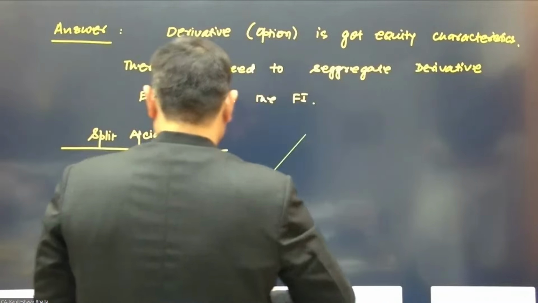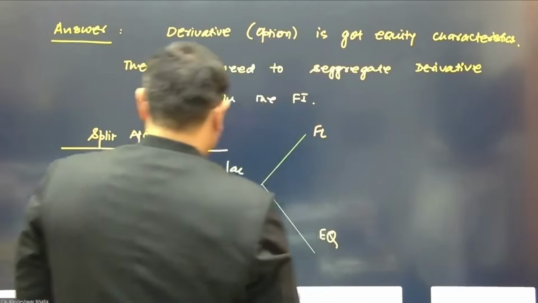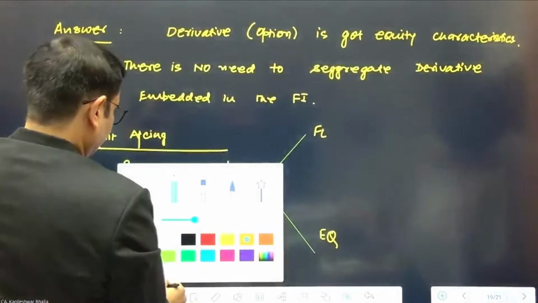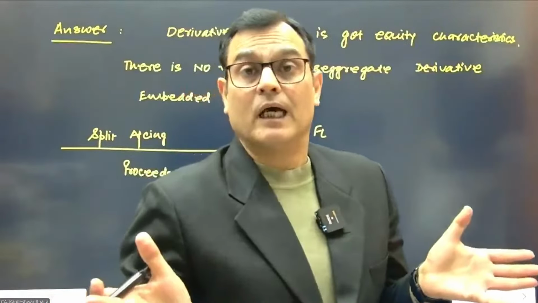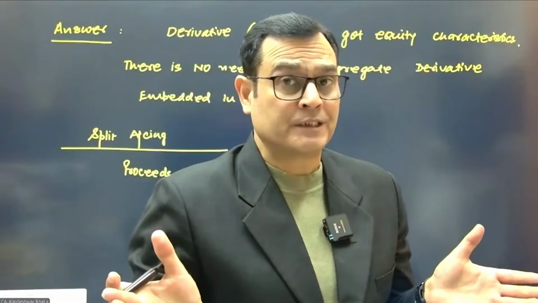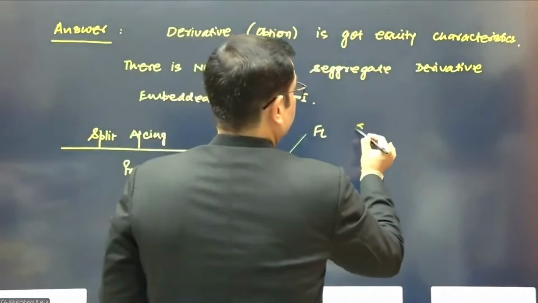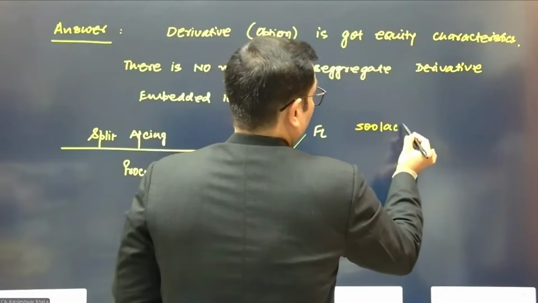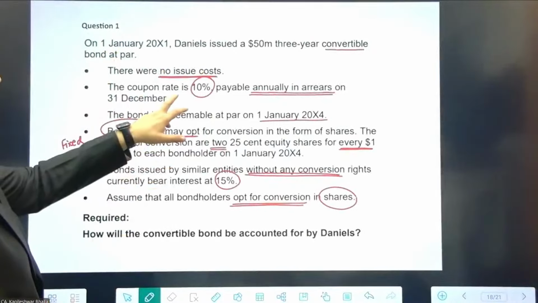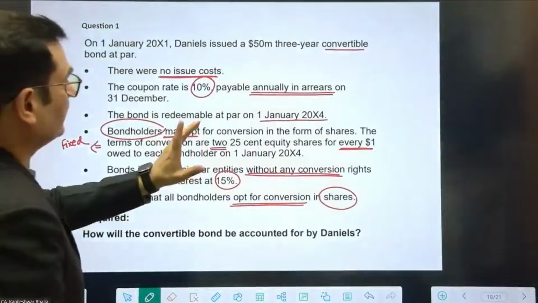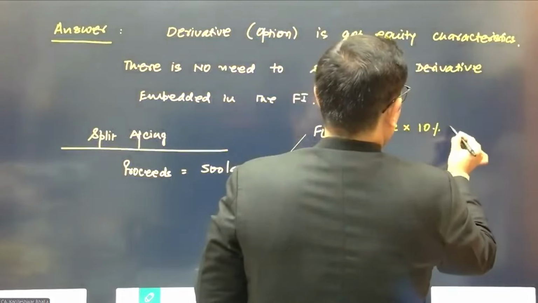So let's segregate the financial liability and the equity component. When we segregate the financial liability, we'll consider the interest paid, the unavoidable obligation to pay interest and the principal for the next 3 years. On this 500 lakhs, we're going to pay interest at the coupon rate of 10%, but discounting will be done at 15%. So the interest will be paid at 10%.